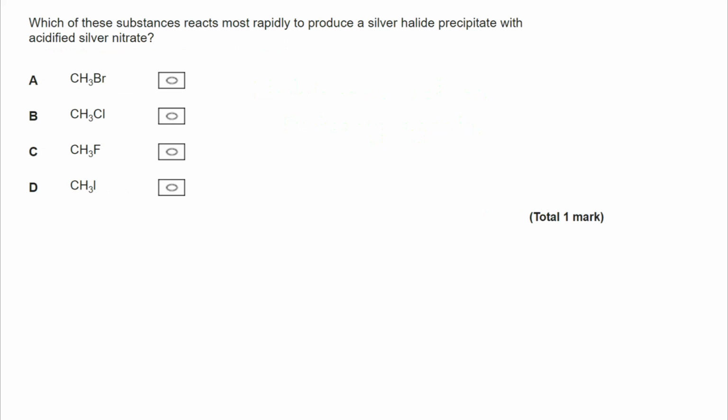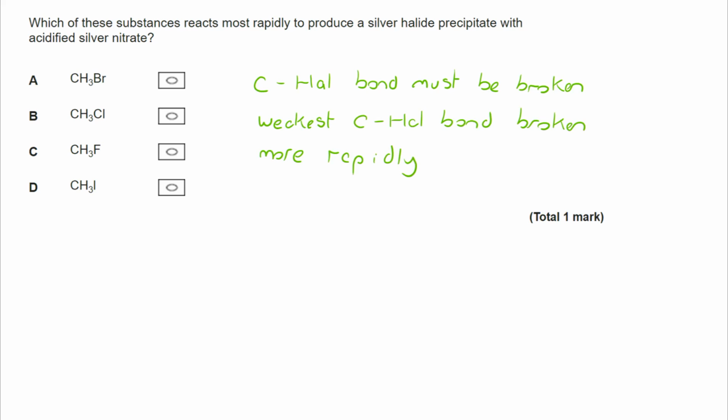And some good, straightforward, practical recall here. We're looking at the silver halide precipitate with acidified silver nitrate. And we need to remember what colour precipitate we'll get, whether we'll get a precipitate at all. But we also need to be able to think about the rates of them as well. To do it, we have to break the carbon-halogen bond. So actually, what we're going to consider here is which of these will be the weakest carbon-halogen bond. Is it going to be a C to an F, to a Br, to a Cl, or to an I? Because that will be broken more rapidly, which means we will make the precipitate more rapidly.